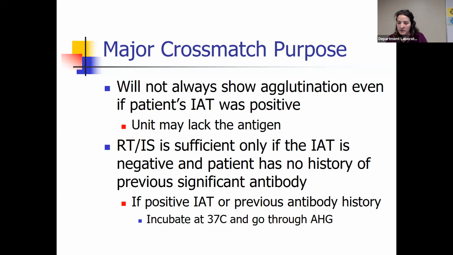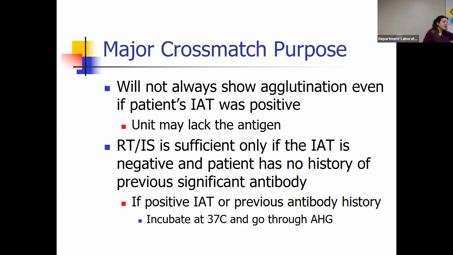All right, so speaking of exceptions, I mentioned 3 phases of testing in crossmatch, right? Room temp or initial spin, 37, and AHG. If your patient has a negative IAT and has no proven history of an identified antibody, you can just do an initial spin crossmatch and be done, all right? Remember the reason for initial spin, it is a further ABO confirmation check, okay?